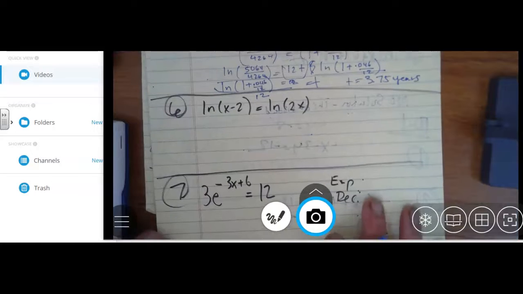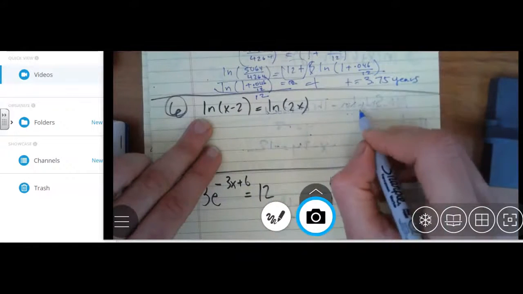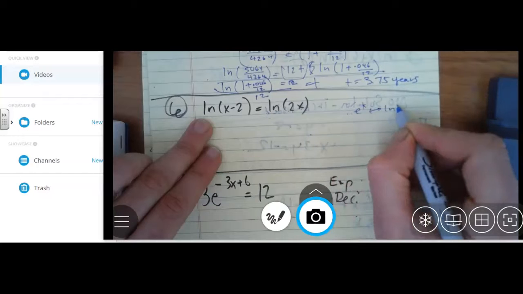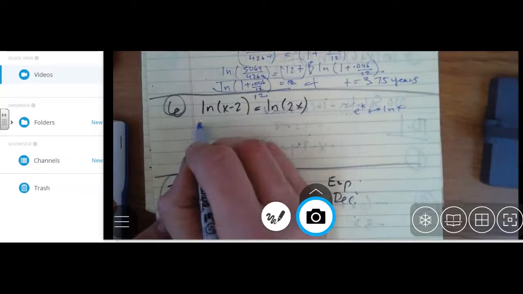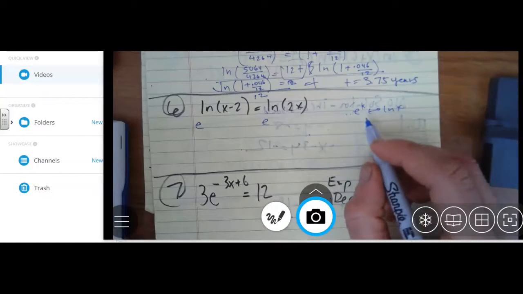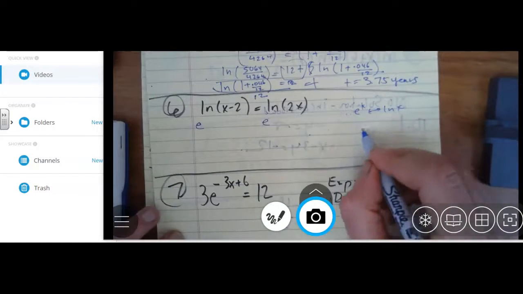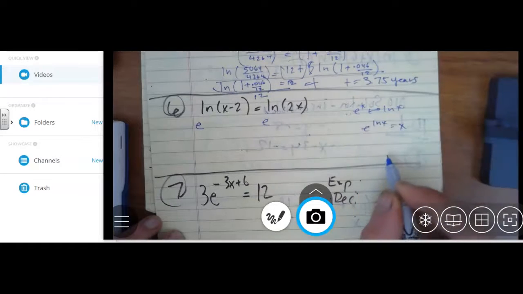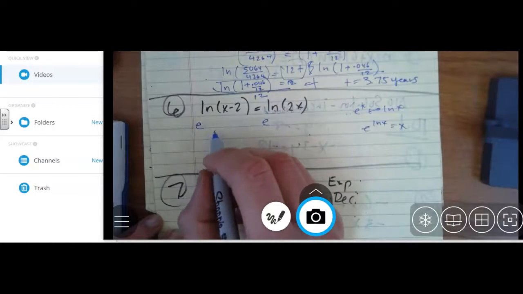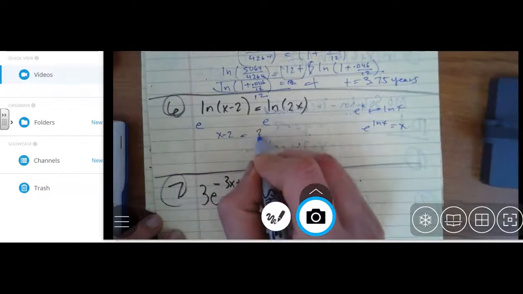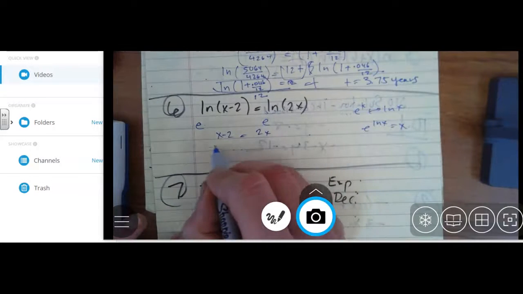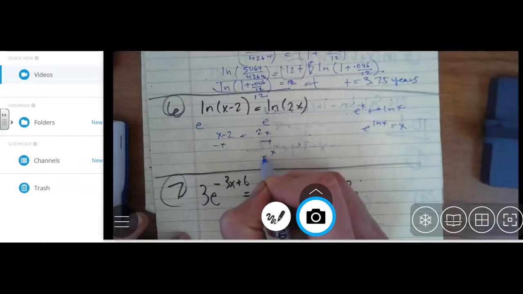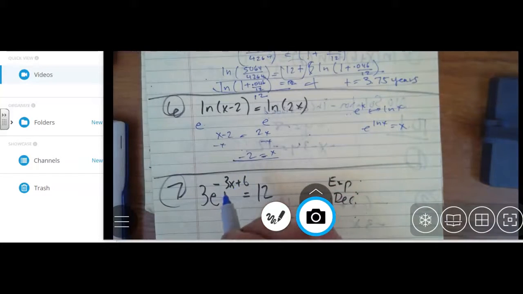In order to solve a problem like this, remember, e to the x and ln of x are inverse functions of each other. So that's how usually we're able to solve these equations. So if we take e to both sides, remember e to the ln x is equal to x, that's the rule that we're using there. So we're going to get x minus 2 is equal to 2x. And then we solve that all the way out, subtract x, and we get x is equal to negative 2.